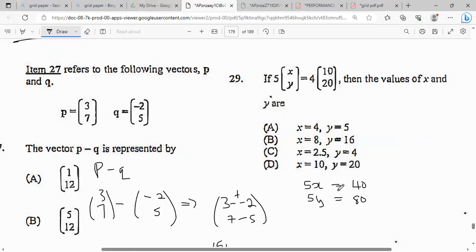So now we have two equations. 5x is equal to 40, what's the value of x? And 5y equals 80, what's the value of y? So it's two separate equations. That's my interpretation. So we have 5x equals 40, so we're going to divide both by 5, which gives us 8. And then we divide this by 5, which gives us 16. So it's 8 and 16, which is B. Very nice question, CSEC.